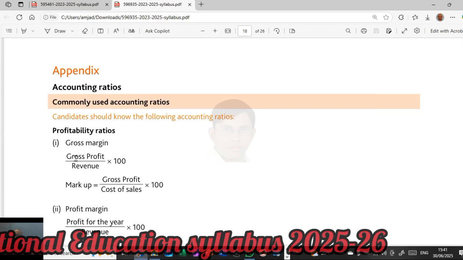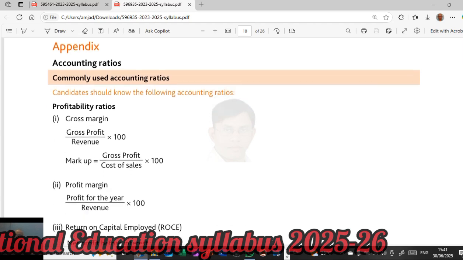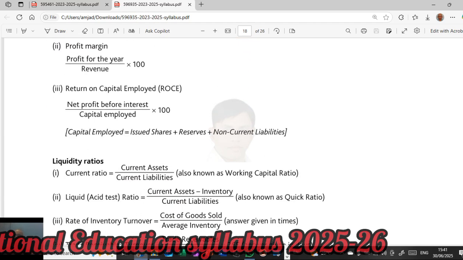Gross margin is gross profit upon revenue into 100. Markup is equal to gross profit upon cost of sales into 100. Profit margin is profit for the year upon revenue into 100. Return on capital employed is net profit before interest upon capital employed into 100. What is capital employed? Issued shares plus reserves plus non-current liabilities.